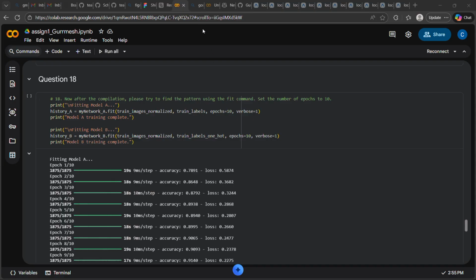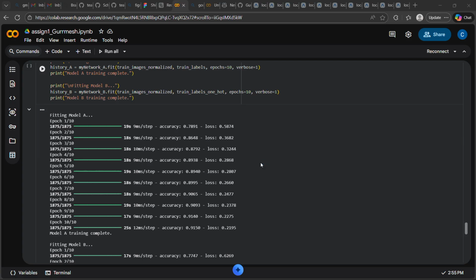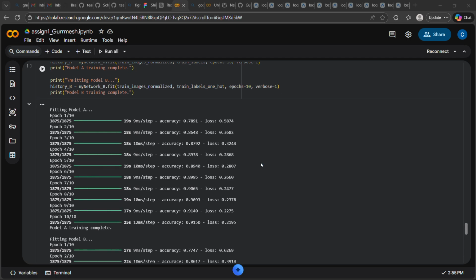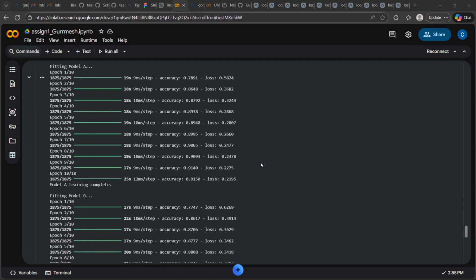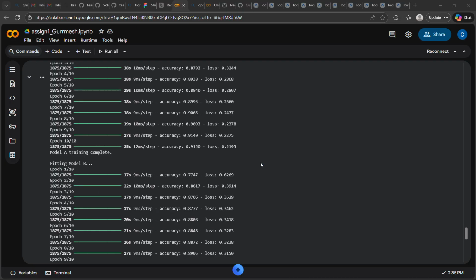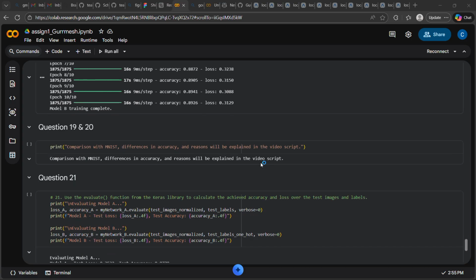Now, question 18, training with the fit command. We trained both models using the fit command for 10 epochs. An epoch is one complete pass through the entire training dataset. During training, the model adjusts its internal parameters, weights and biases, to minimize the loss function and improve accuracy. We observe the training process for both models, noting their accuracy and loss over each epoch.